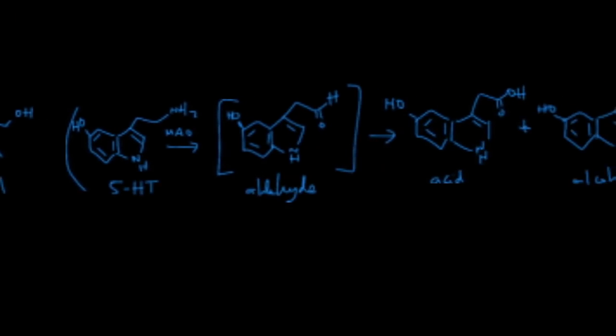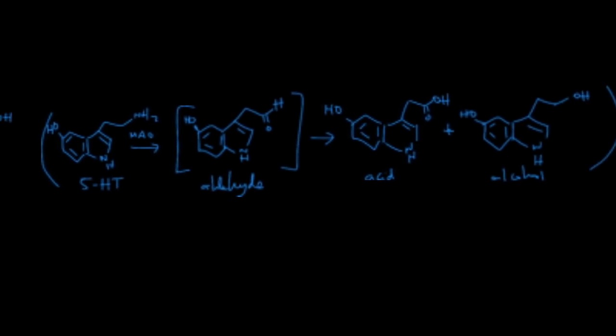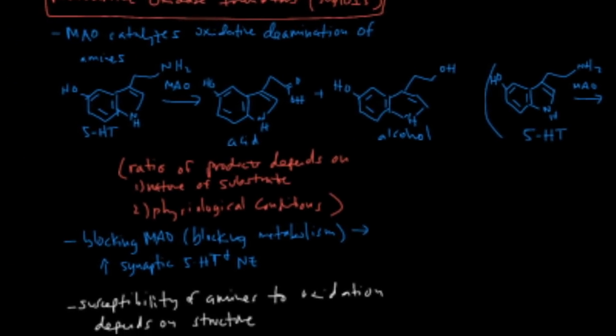In long form, remember that in the process of turning serotonin into an alcohol and an acid, you're going to turn it into an aldehyde first. So here's your aldehyde group. Before serotonin is converted finally into an acid and an alcohol, it must turn into an aldehyde first. And then this aldehyde turns into an alcohol and an acid. The ratio of acid to alcohol depends on, number one, the nature of the substrate, number two, the physiological conditions. So MAOIs work by blocking MAO. And by blocking the metabolism of serotonin and norepinephrine, you increase their synaptic concentration, therefore decreasing the depressive symptoms according to the monoamine / biogenic hypothesis. I think that's the name of it.